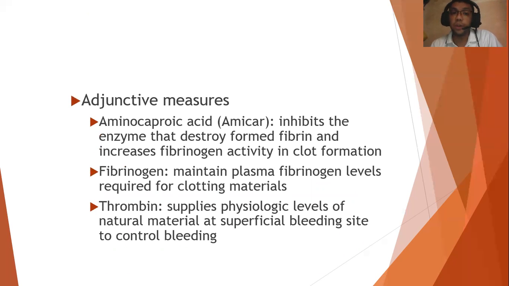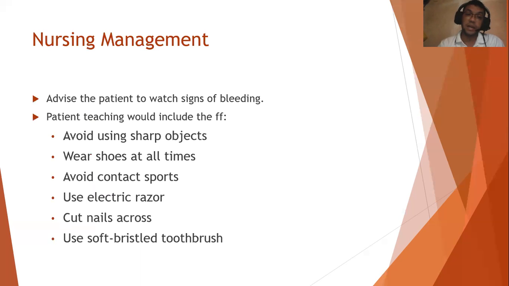Adjunctive measures: aminocaproic acid, Amicar, inhibits the enzyme that destroys formed fibrin and increases fibrinogen activity in clot formation. Fibrinogen will also be given to maintain plasma fibrinogen levels required for clotting. Thrombin will be given, which supplies physiologic levels of natural material at superficial bleeding sites to control the patient's bleeding.